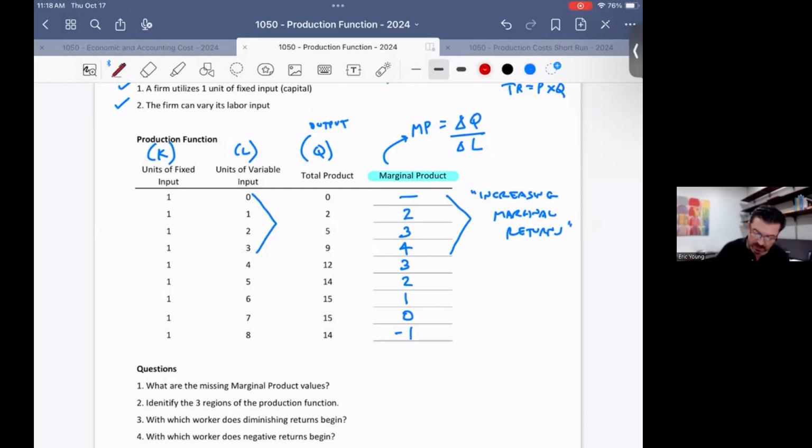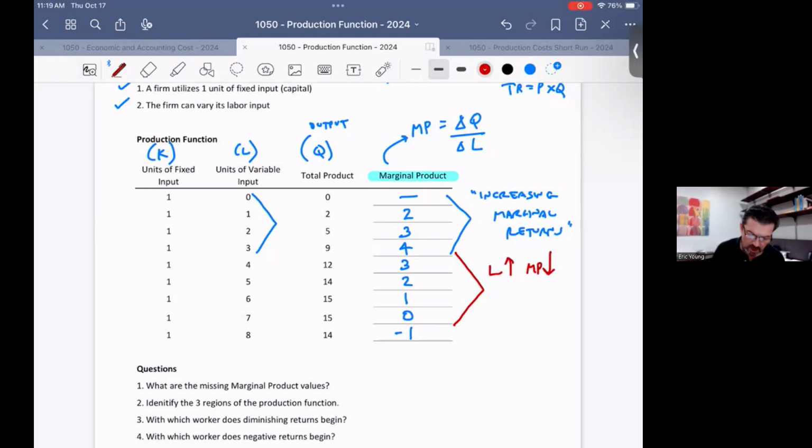Okay. Now let's take a look at this. Starting with worker 4, something happened. Worker 4 is still contributing pizzas. Worker 4 is still bringing us 3 extra pizzas. So that's good. But notice that starting with worker 4, and in fact going all the way down here to worker number 7, each worker is generating fewer pizzas than the one before. In other words, workers 4 and 5 and 6, they're still contributing pizzas to your shop. But each additional, each marginal worker is contributing fewer pizzas than the one before. So in this region, as our labor goes up, our marginal product falls.